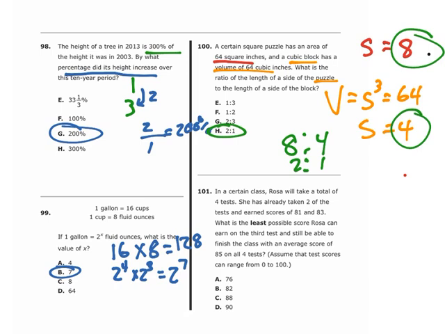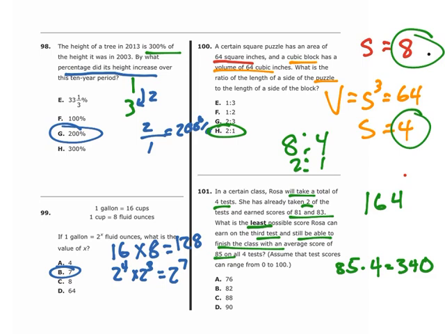This one is really unusual. So it says, in a certain class, she will take 4 tests. She's already taken 2 of them and got these scores. So she has 164 points. Now it says what's the least score she can get on the 3rd test and still be able to finish with an 85. So she wants an average of 85 for 4 tests, right? So she wants 340 points.